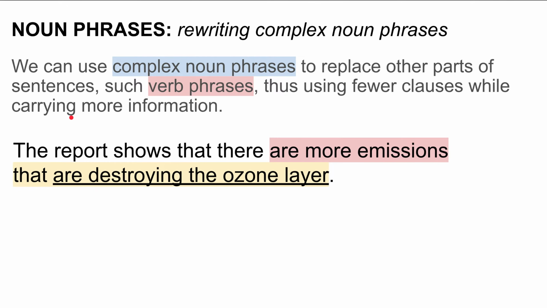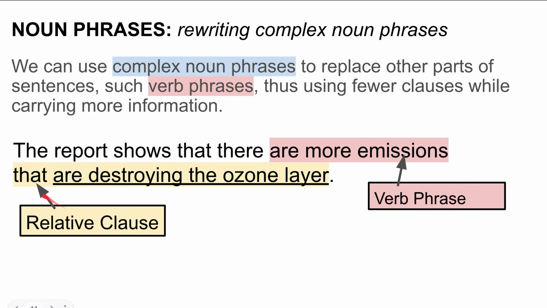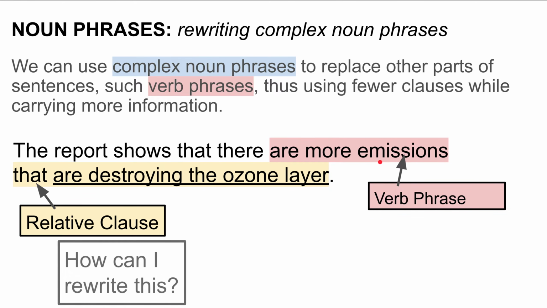For example, this report shows that there are more emissions that are destroying the ozone layer. Okay, so here the verb phrase is are more emissions. And here we have a relative clause, that are destroying the ozone layer. That are destroying the ozone layer is modifying emissions. So how can I rewrite this? Well, we can rewrite this and move all of this and place it before the noun that it modifies.